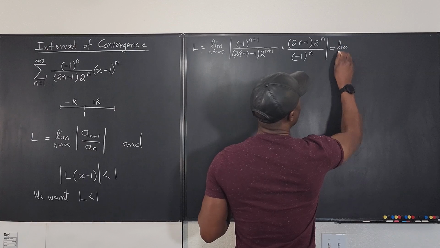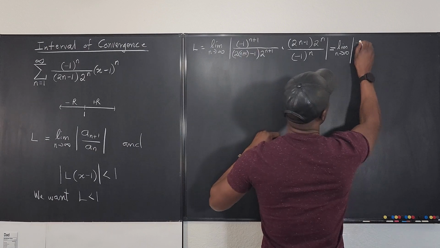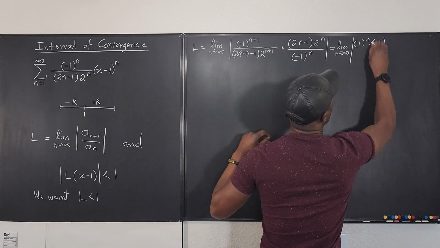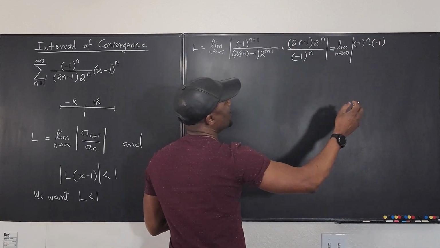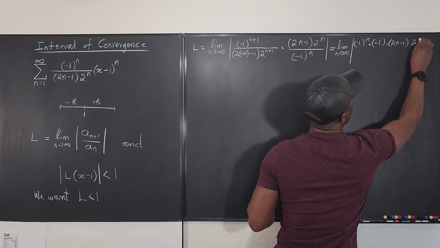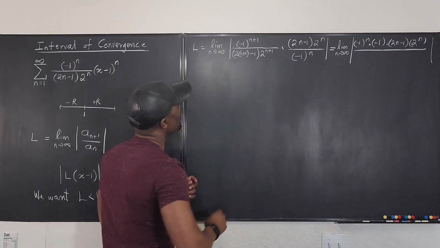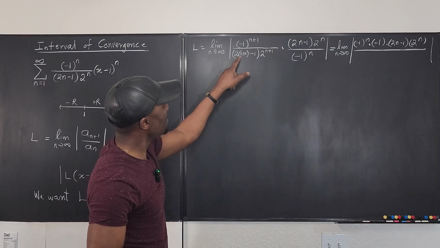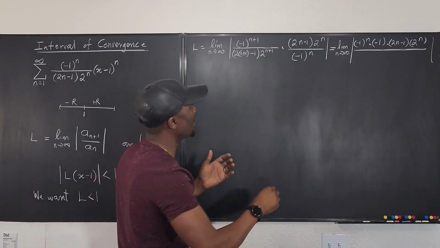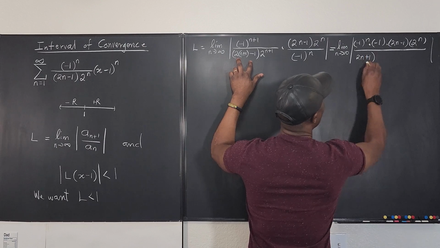This is the limit as n goes to infinity of, now watch, I'm going to write negative 1 raised to power n times negative 1. Okay, I'm going to combine everything on top. Just write it. Then this is going to be 2n minus 1 times 2 to the n. Okay, all divided by, the bottom part is going to be, this is 2n plus 2 minus 1. So 2n plus 2 minus 1 is going to be 2n plus 1.